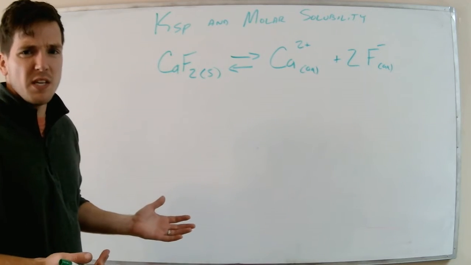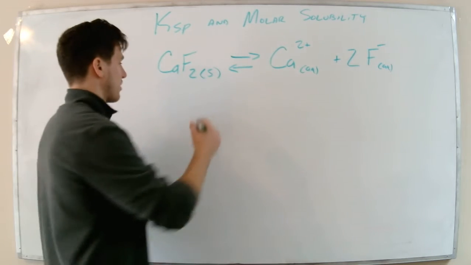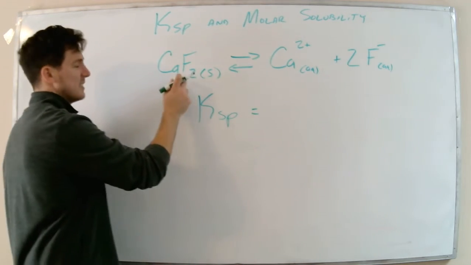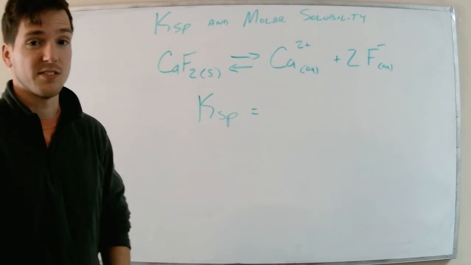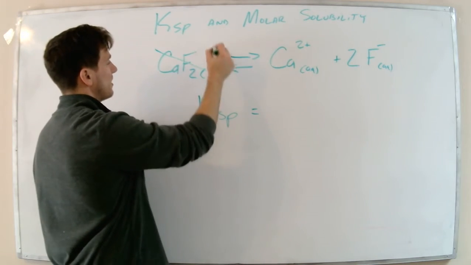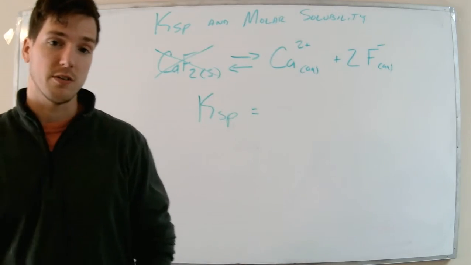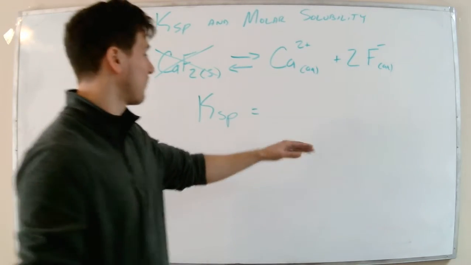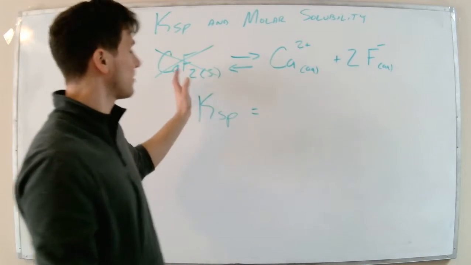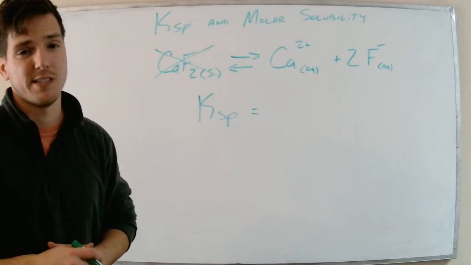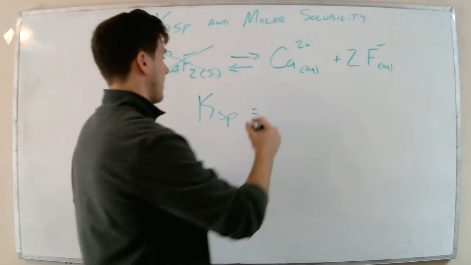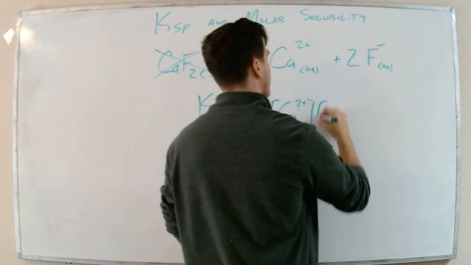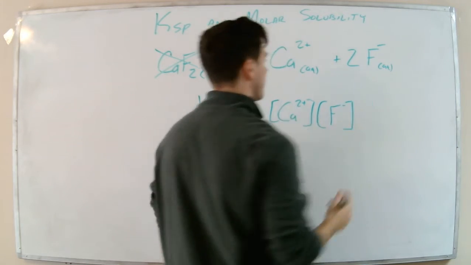So what would the Ksp for this be? Our Ksp expression, remember, is products over reactants. Well, our reactant is a solid, so it is not going to be included in the Ksp expression. That's going to be true for all of these. You're only going to have one line the whole time. There's never going to be a products over reactants because the reactants are never included. So we're going to have the concentration of Ca2+ for one of them, and the concentration of F minus for the other.